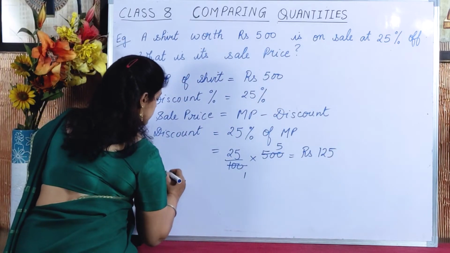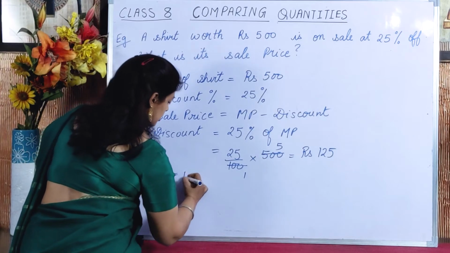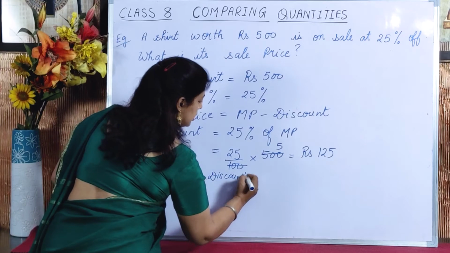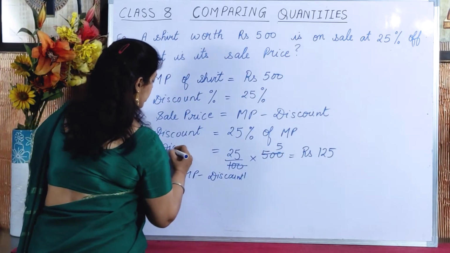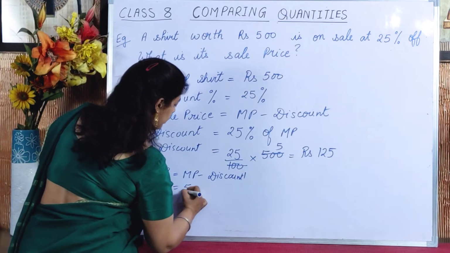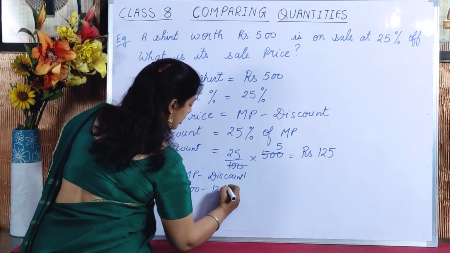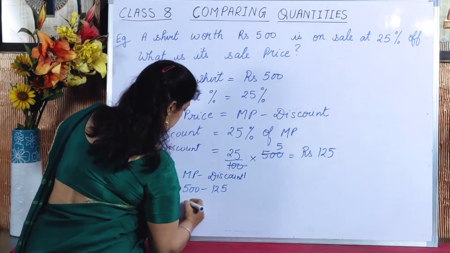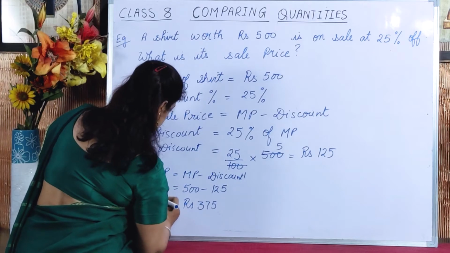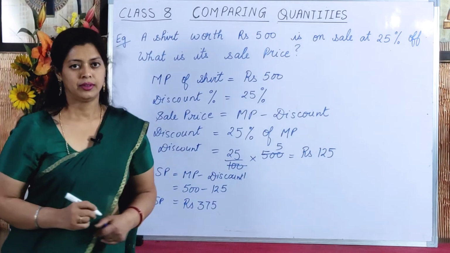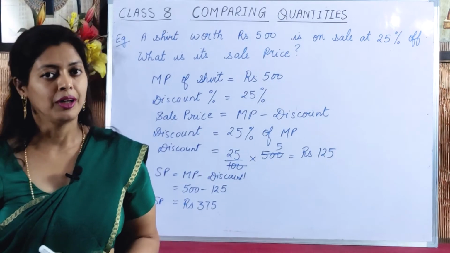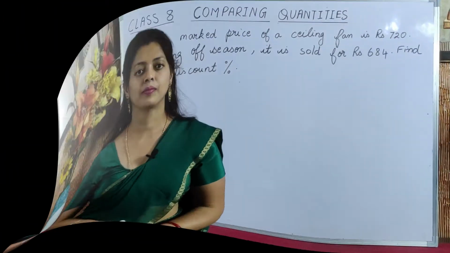So what will be the sale price now? Sale price is mark price minus discount. Discount we have found to be 125 rupees. So sale price is 500 minus 125, which is equal to rupees 375. So you see, once you understand the concept, all the sums become way below your level.